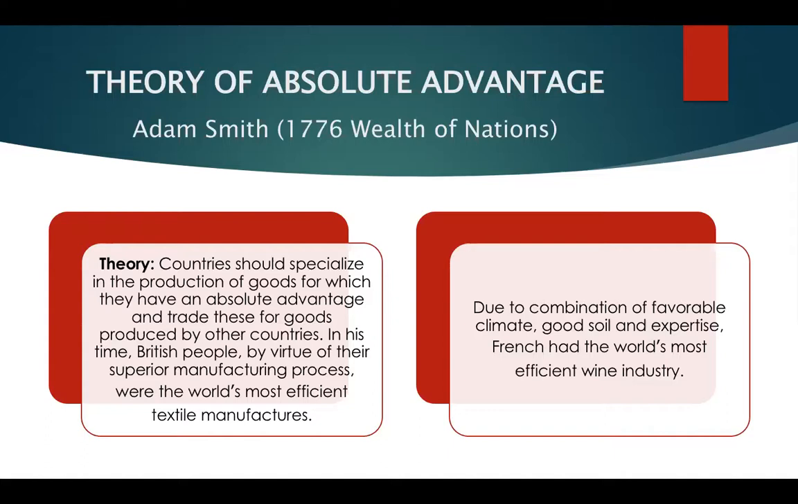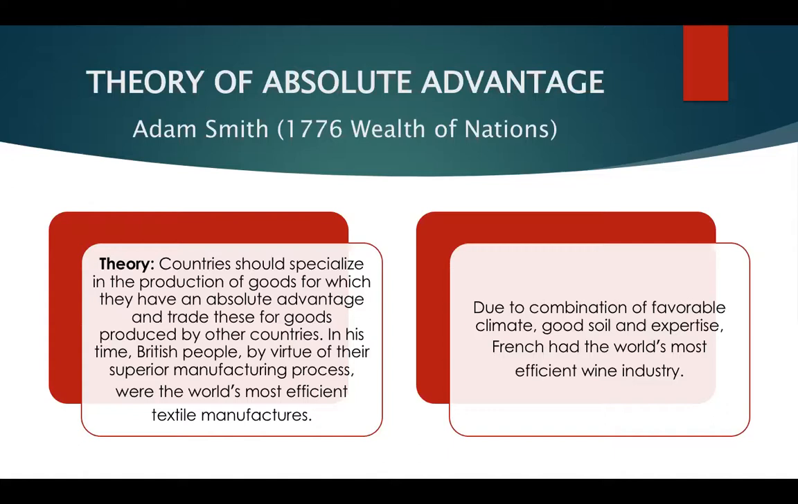Theory of absolute advantage. If you read this theory's main notion, it is based on the fact that each country should specialize in the production of goods for which it has an absolute advantage, and trade those goods and buy goods produced in other countries, which you cannot produce, where you don't have absolute advantage. For example, Puerto Rico might have absolute advantage in certain commodities. Likewise, France has absolute advantage in wine production. France might have absolute advantage in some other products as well.